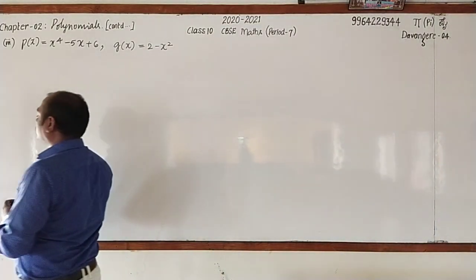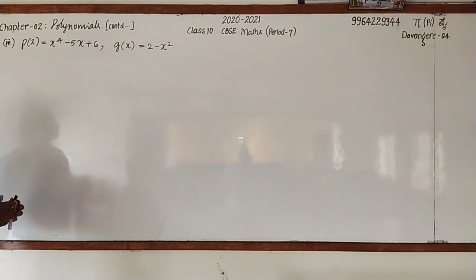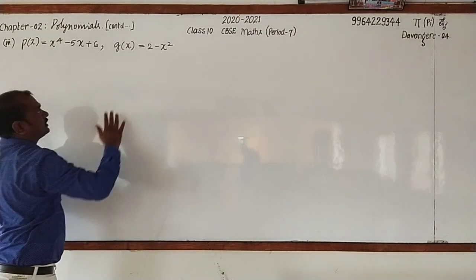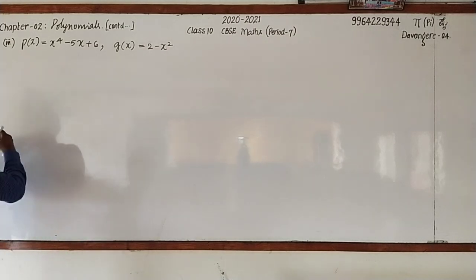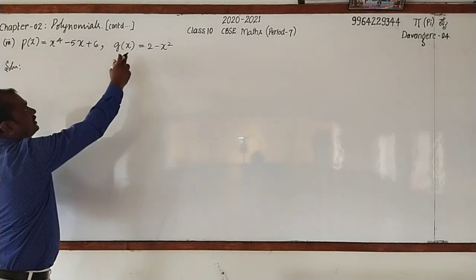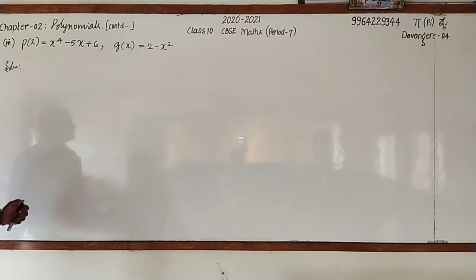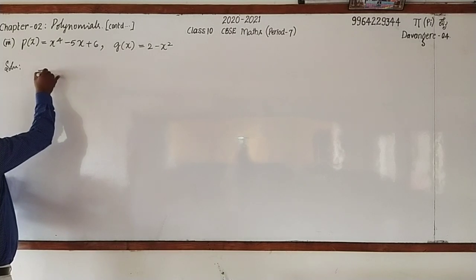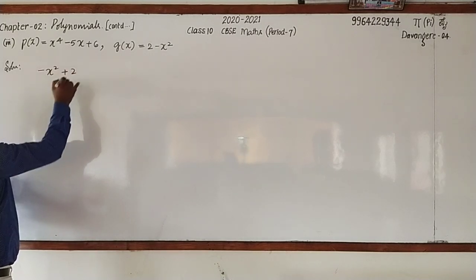Now, we will move on to the third sub question. Here also very simple. Dividend is given as well as divisor. Let's go for dividing. First I will take the divisor g of x. Is it in standard form? No. Then what it should be? It should be minus x square plus 2, right?